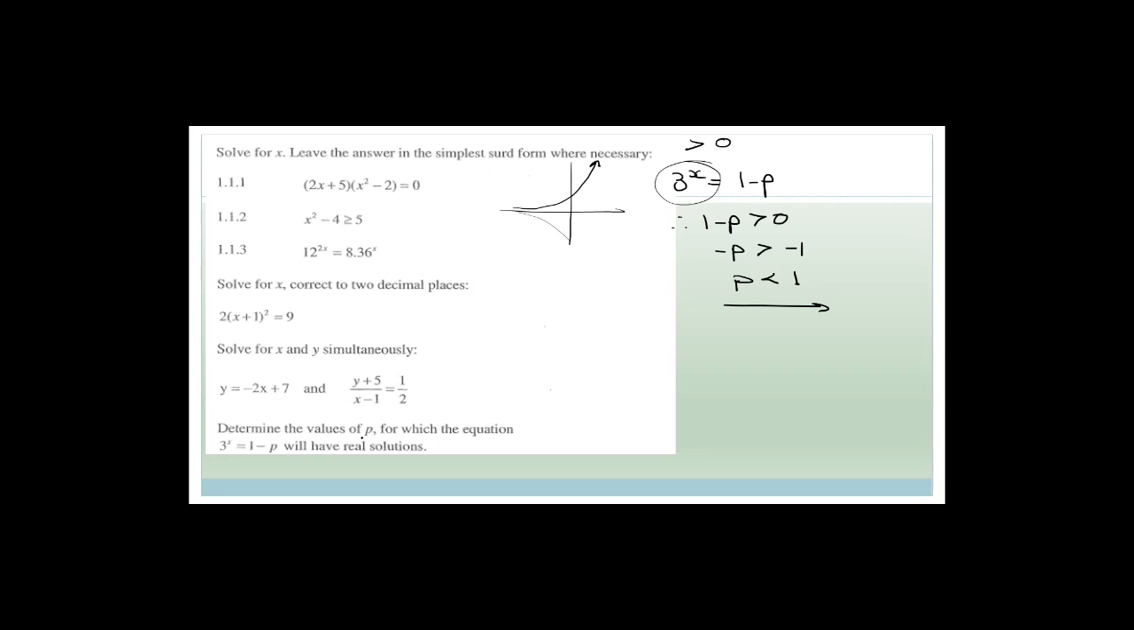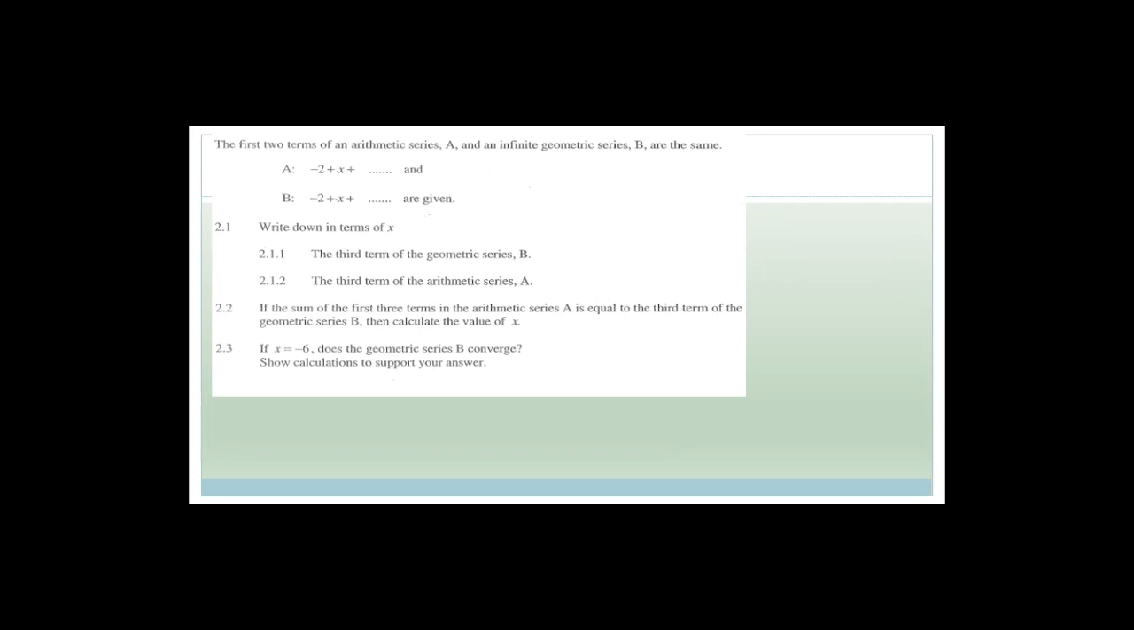So p must be smaller than 1 for this equation to have real solutions. That's how easy it was. You just had to think out of the box a bit. Right, let's talk about arithmetic sequences and geometric sequences and see what we can do.